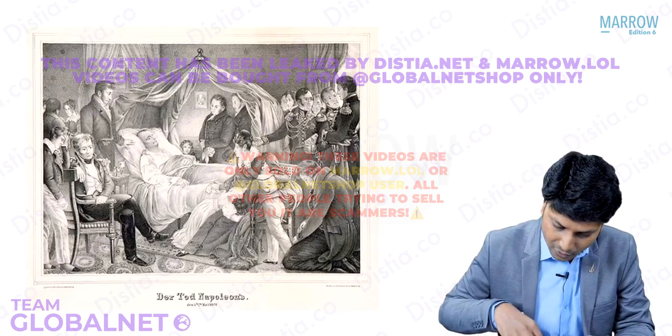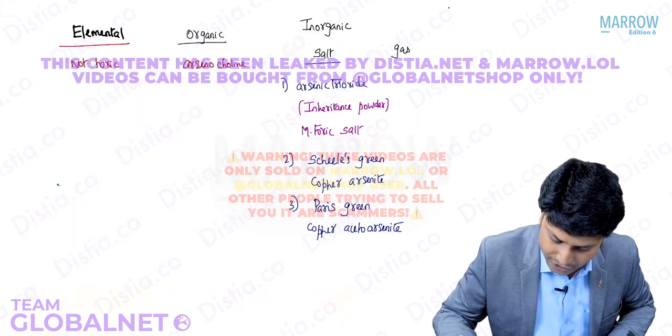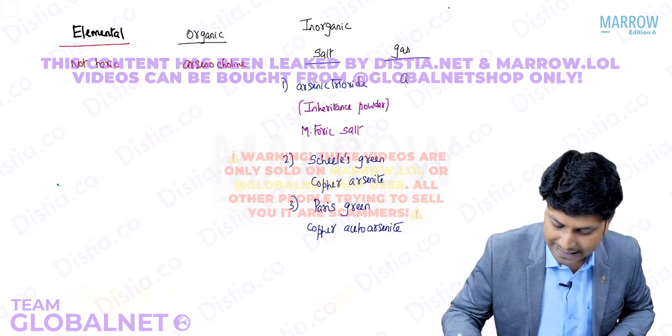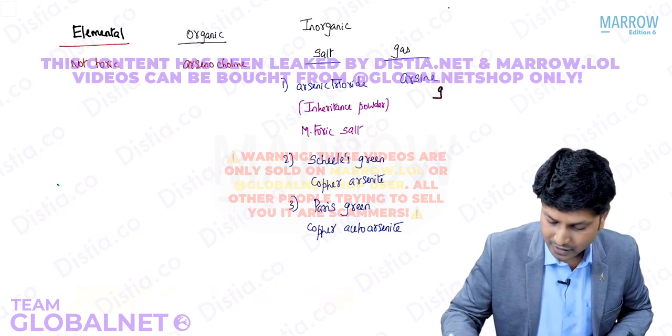Okay, fine. Now let's move further. Let's start discussing the gaseous form. What is that gaseous form? Gaseous form is arsine, right? It has got a garlic odor.